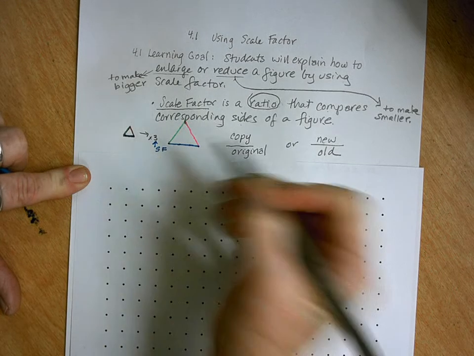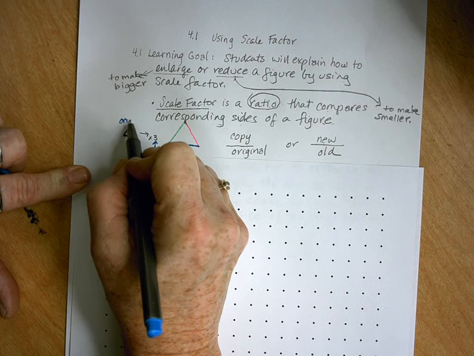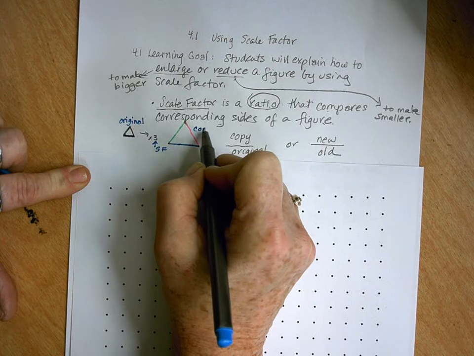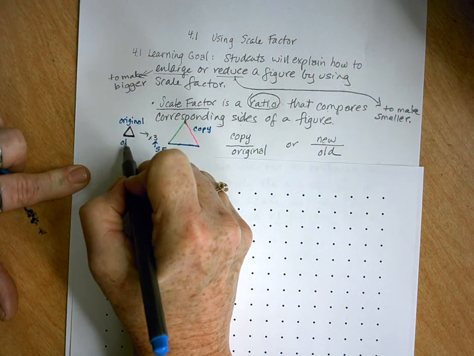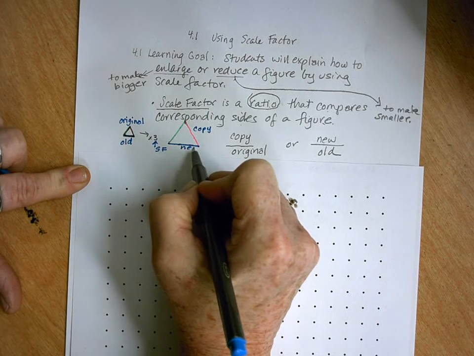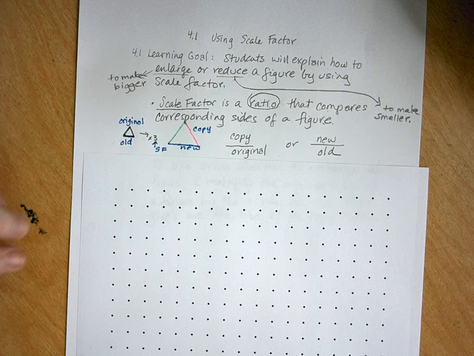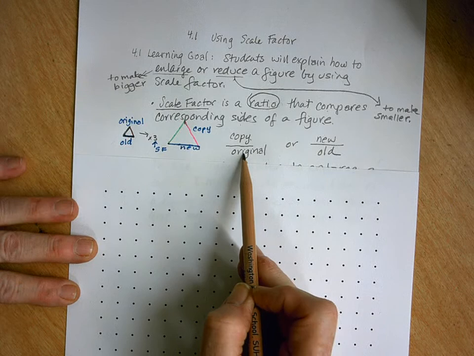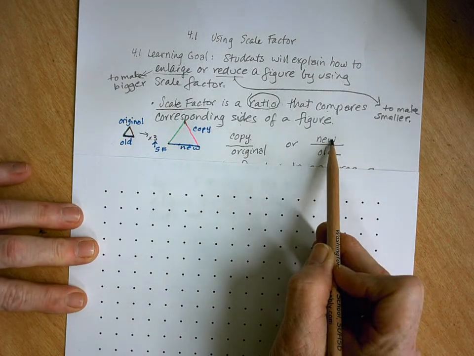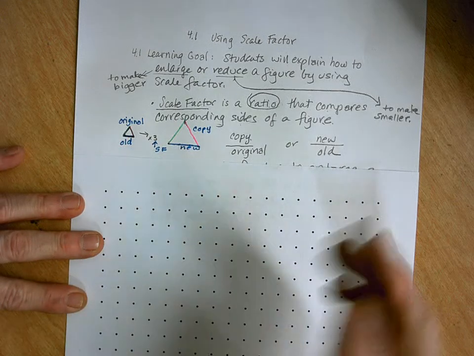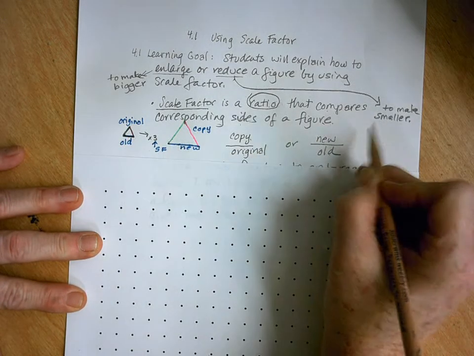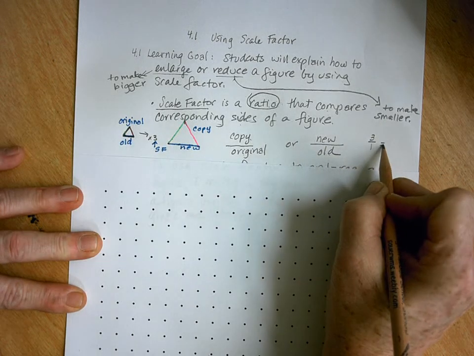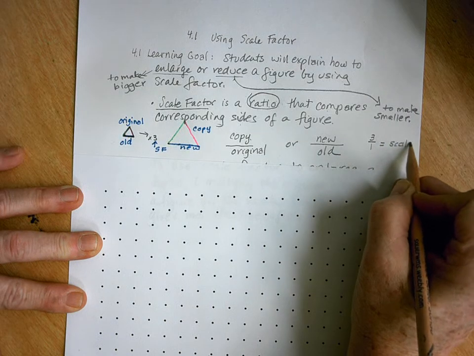That's my scale factor. I called this one the original, and I called this one the copy. I could also call this one the old one, and this is the new one. So the ratio I'm looking at is the size of the copy to the original. I could also say the size of the new one to the old one. In this case, my copy is 3 times as large for my green side as the original, which is 1. That's my scale factor.